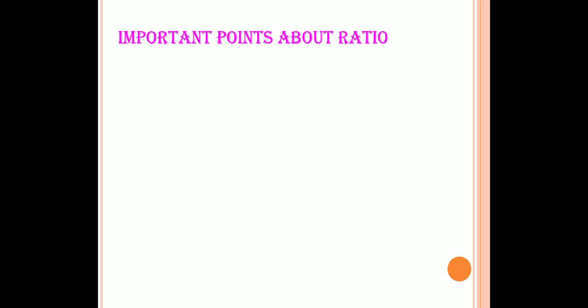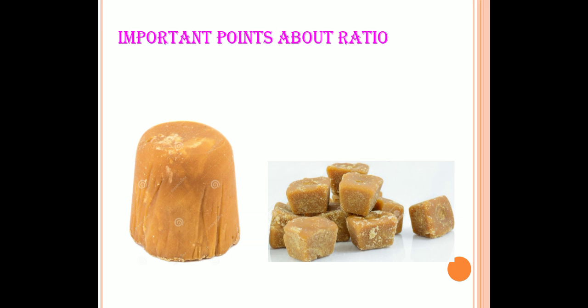Now we have some important points about ratio. For example, this is jaggery. First we can see a block of jaggery, say that is 1 kilogram. After that you have some pieces of jaggery which is 200 grams. Now when you observe both, the units are different. The first one is kg and the second one is grams. So both the units here are not the same.